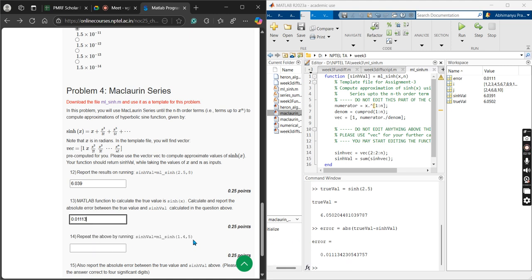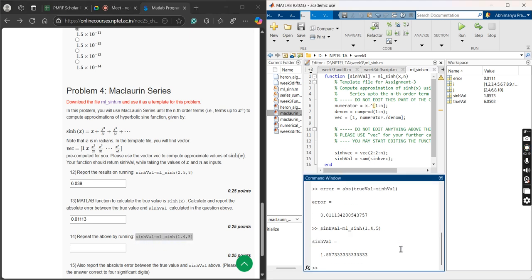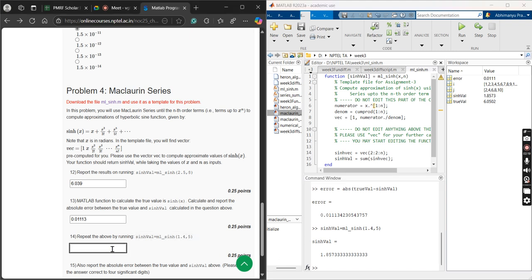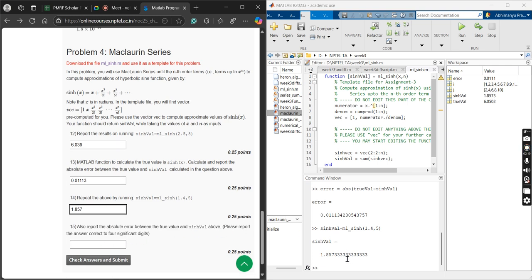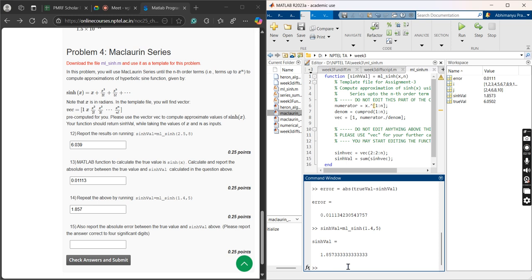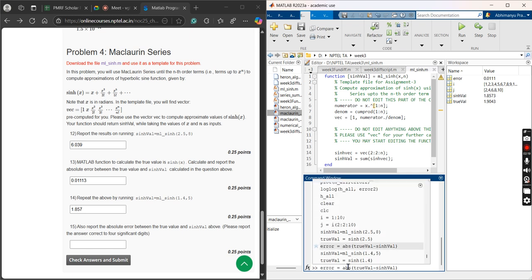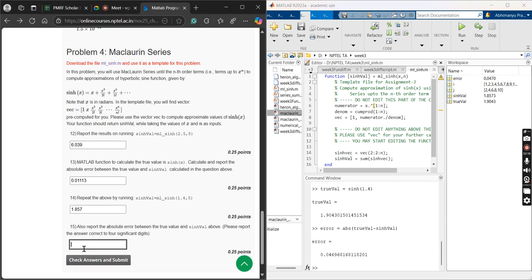The same code for 1.4 and 5. Okay, so 1.857, right? Also report the absolute error. Please report the 4 significant digits. So I need the true value for 1.4. Okay, and now my error will be 0.00. So 0.04696 up to 4 significant digits.